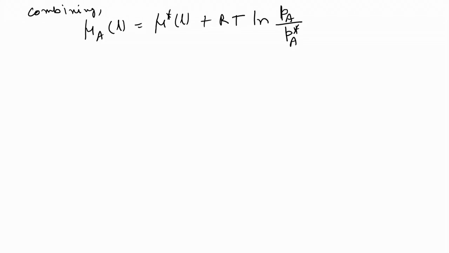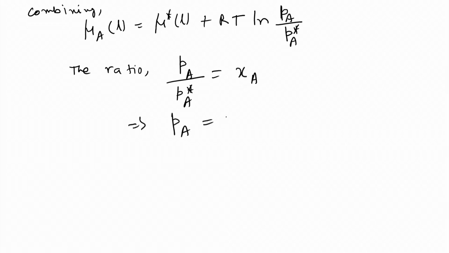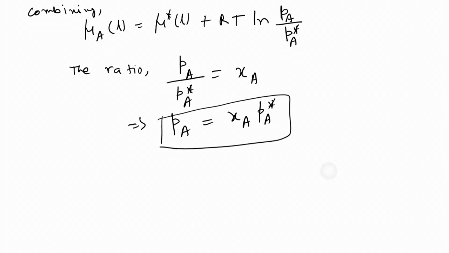Okay, so the ratio PA by PA star is nothing but the mole fraction of component A. Or we can write PA is XA times PA star, and this is known as Raoult's law. We have already studied Raoult's law. Okay.